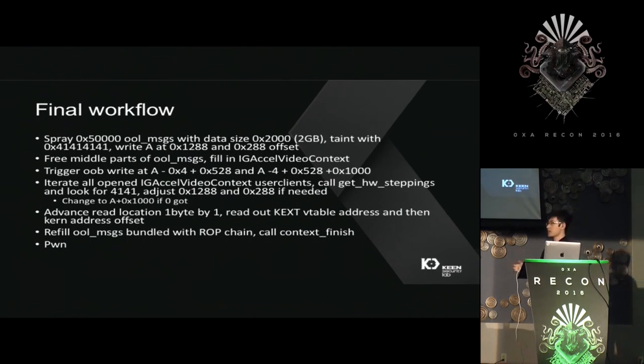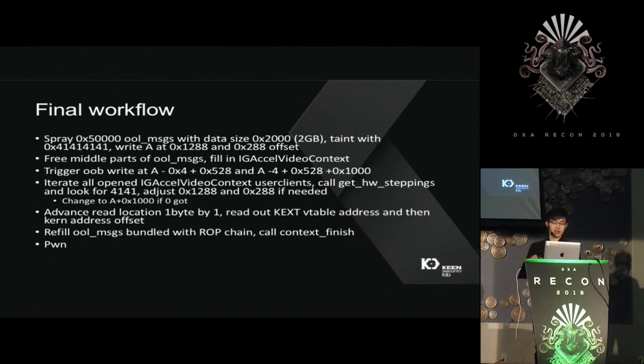So to recap, with both the info leak technique and the ROP control, we get a whole look at our exploitation. First we spray some 2 gigabytes of OOL messages and paint it with 4141 and prepare some addresses we want to read at the two offsets. And also we free some middle parts of the OOLs and fill them with the actual vector context and trigger the OOB write. And we iterate all the open user clients and call the get hardware steppings and look for 4141. If we get a 4141, this IGAccelVideoContext is definitely the one that is corrupted. The one corrupted means that it is located at address A, or it's located at address A plus one page size. So we can use it to do further exploitation.